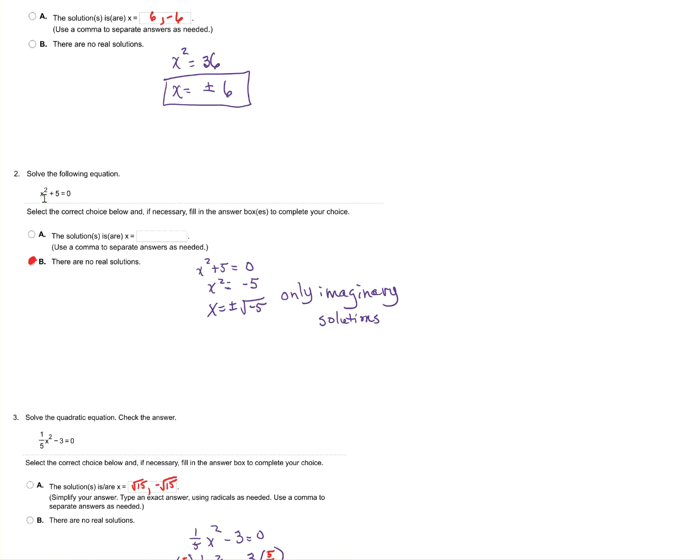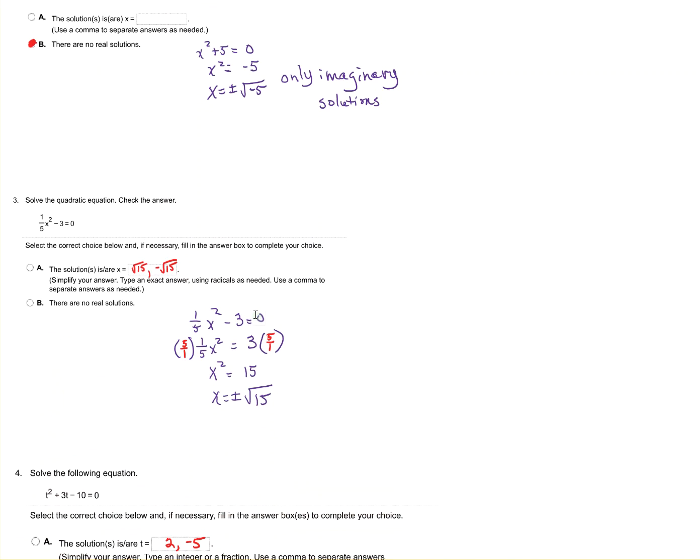Number 2, x squared plus 5 equals 0. So let's move the 5 to the other side. So we have x squared is negative 5. And that's plus or minus the square root of negative 5. And at this point, we're not dealing with imaginary numbers, so we say there are no real solutions with the negative inside there.